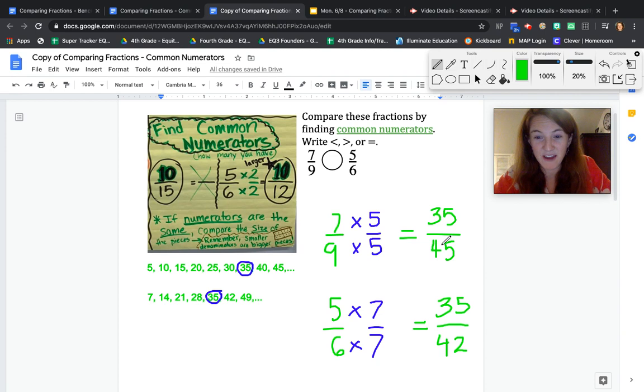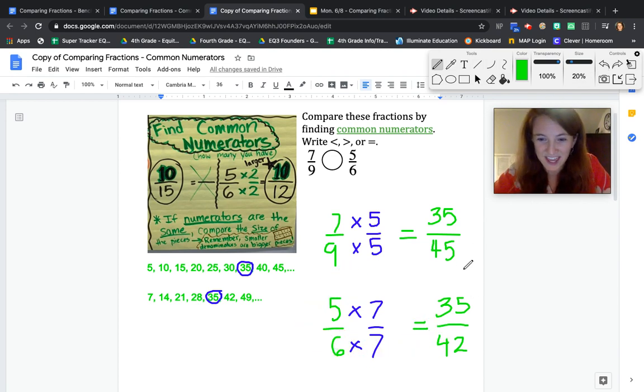I have 35/45 and 35/42. Now don't get tricked. They both have the same amount, but we have to look at the size of the pieces. So if you're really hungry, would you rather share with 45 people or 42 people? Which are going to make bigger size pieces? Hopefully you said 42nds.